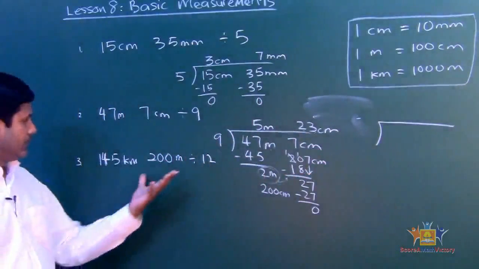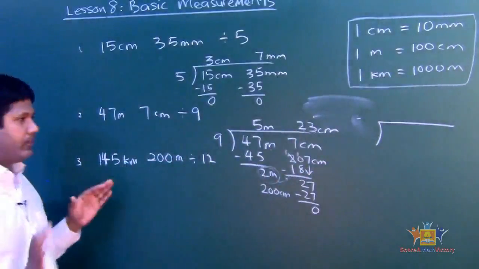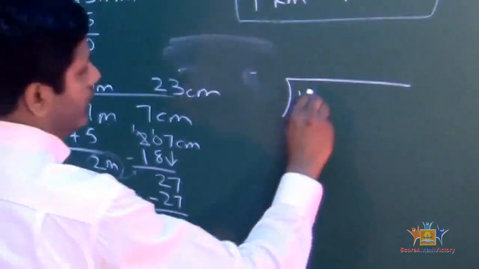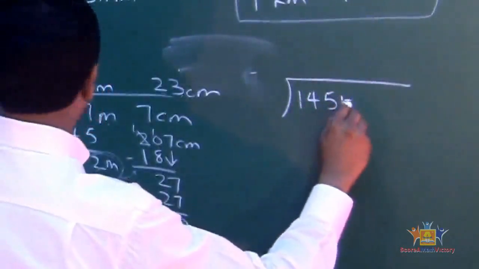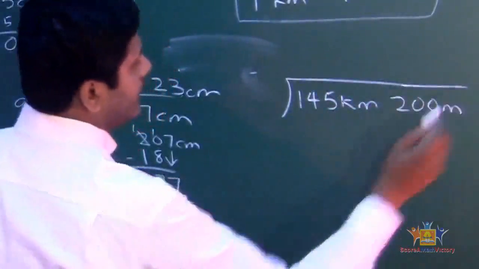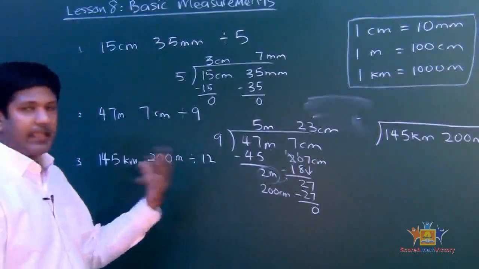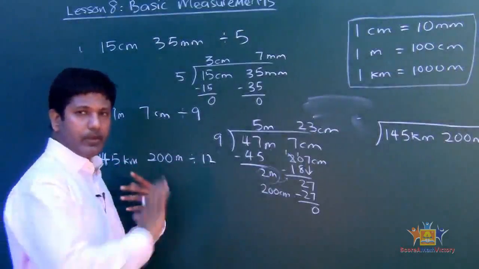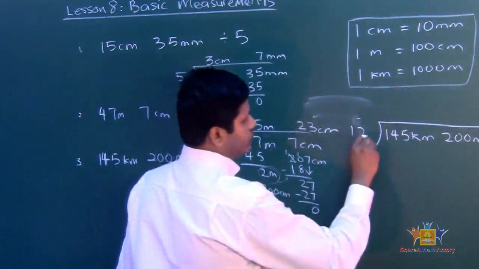So what do we do? The number being divided goes inside the cage, so I'm going to put 145 kilometers and 200 meters inside. The divisor goes outside the cage, so I'm going to put 12 right there.